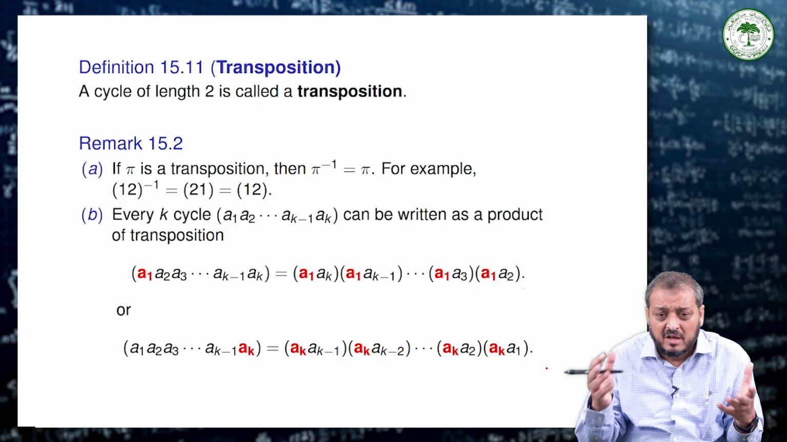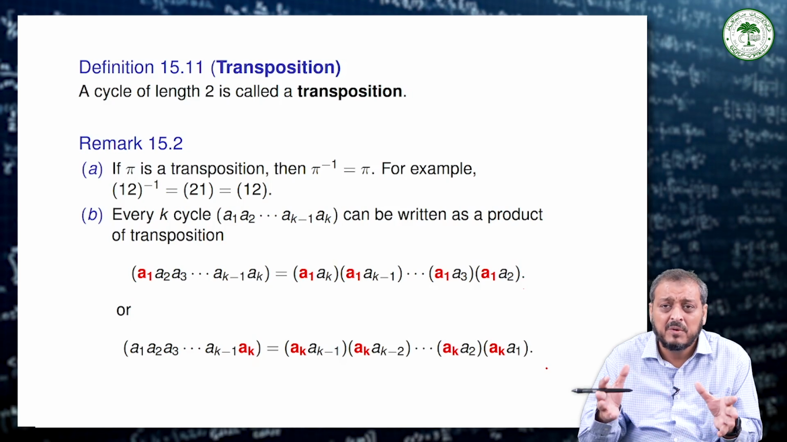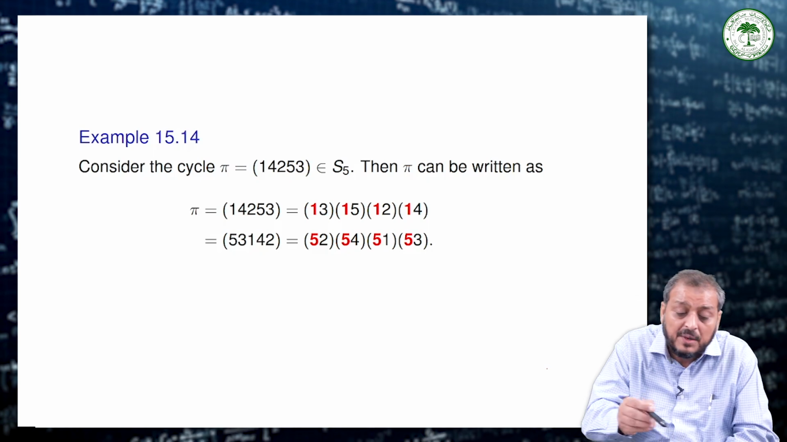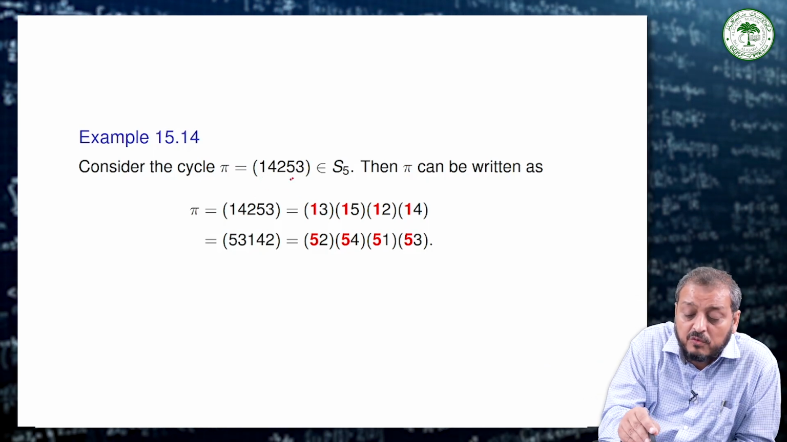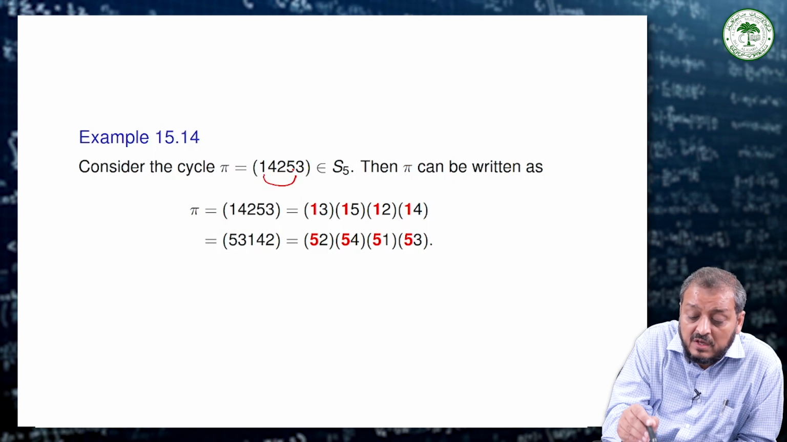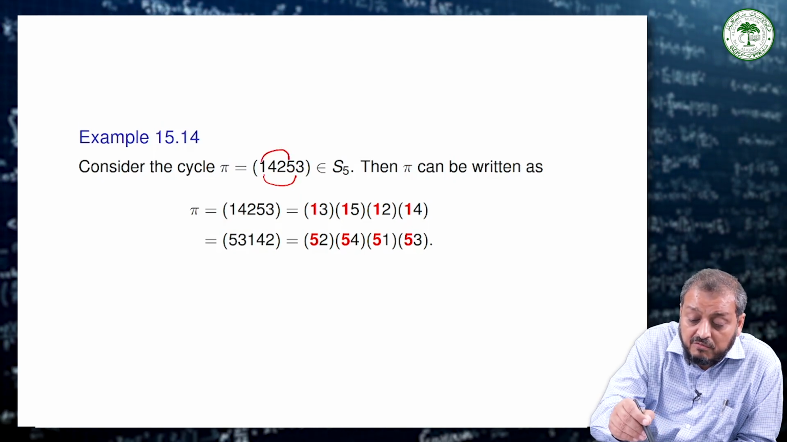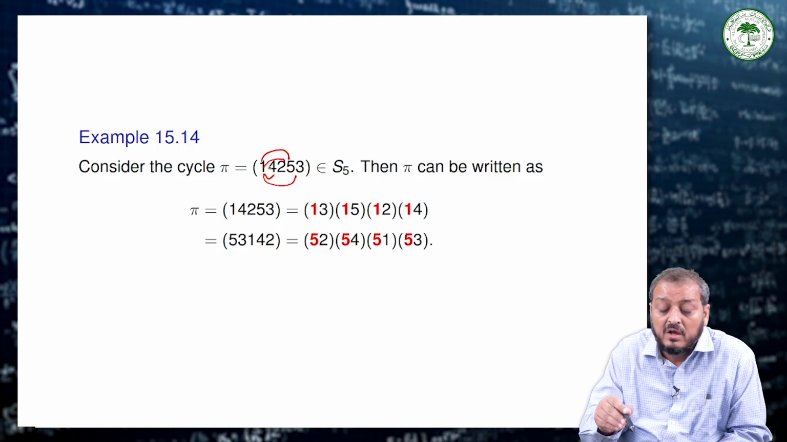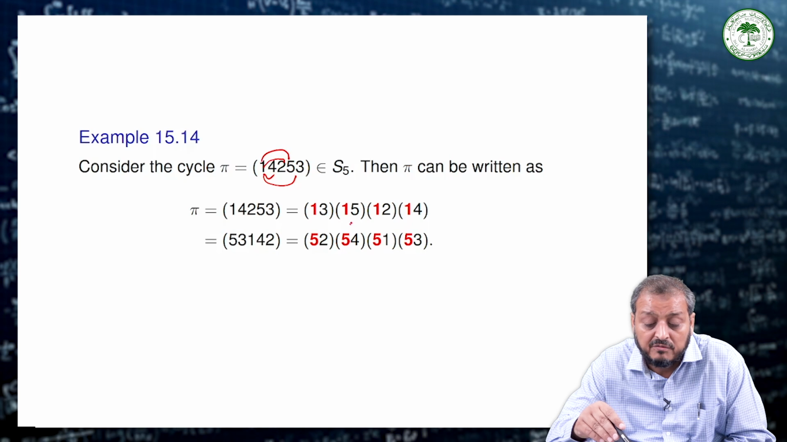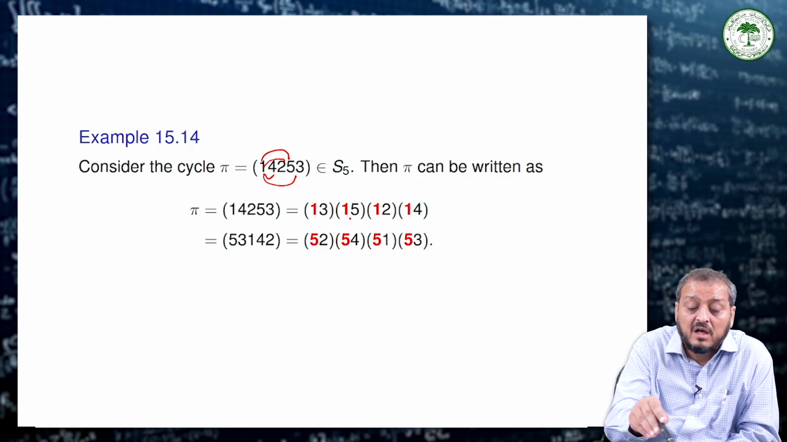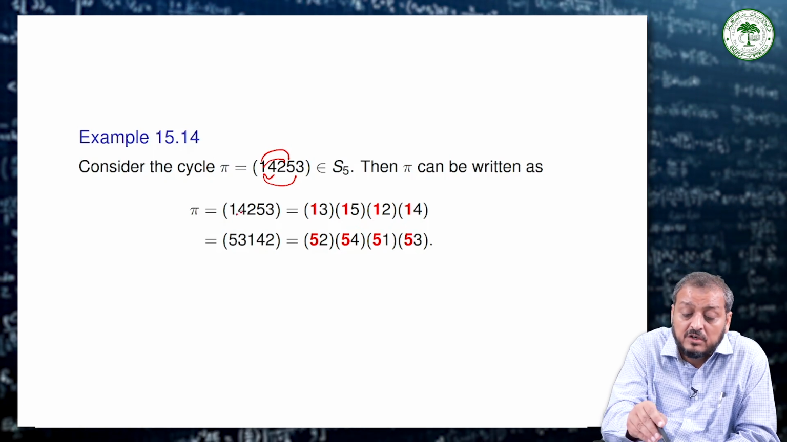If we have a cyclic notation in the permutation, then we can write every permutation in this way. For example, take pi equal to (1 4 2 3). We can write (1 3), then (1 5), then (1 2), and then (1 4). So (1 3)(1 5)(1 2)(1 4), and these are the transpositions of this.